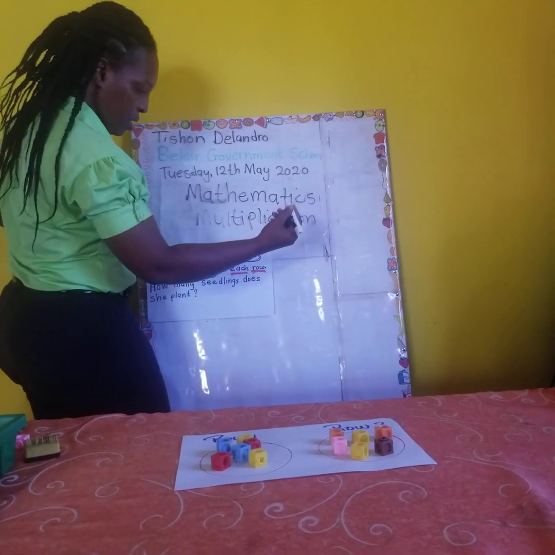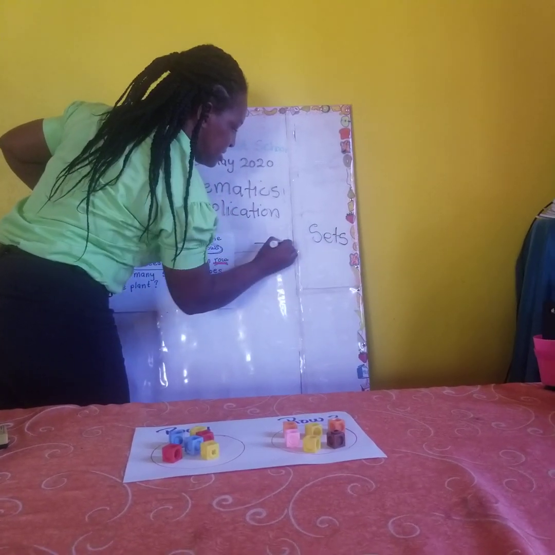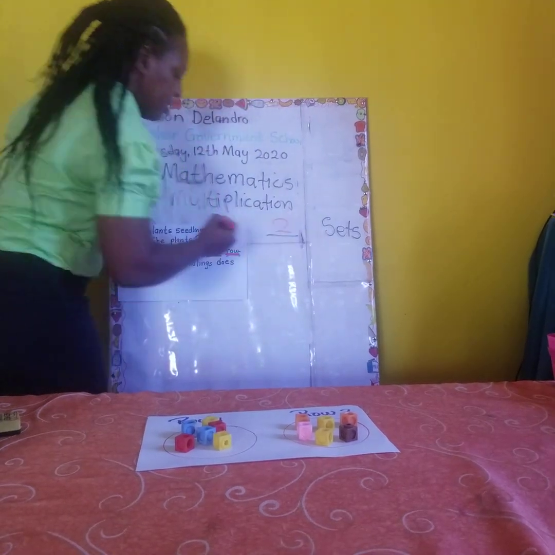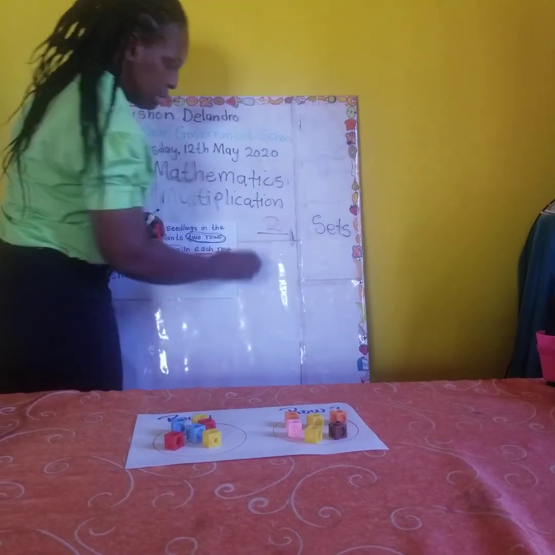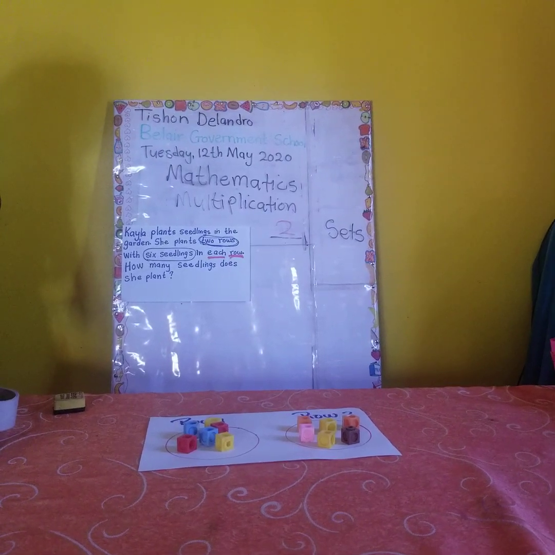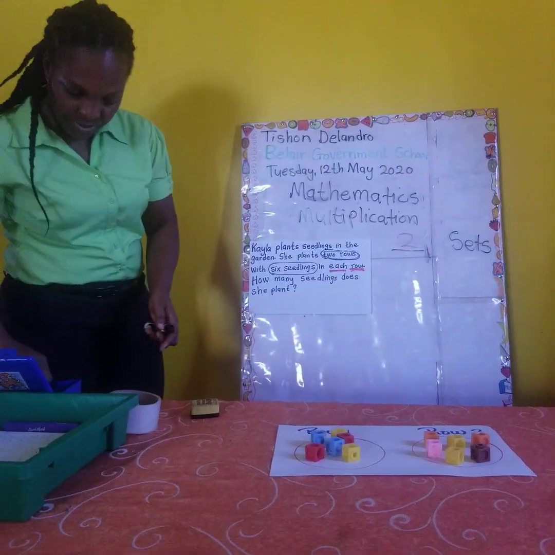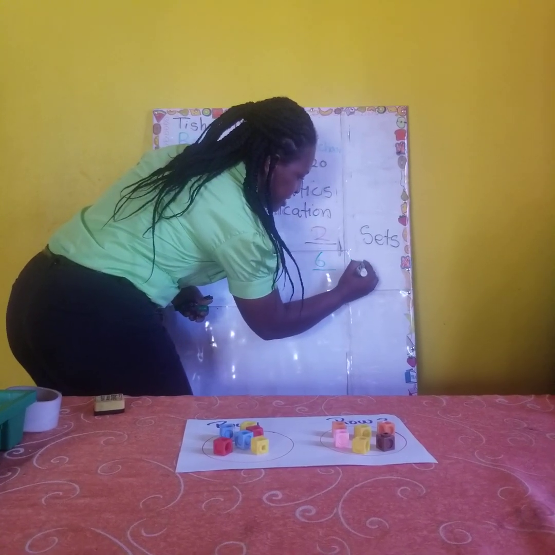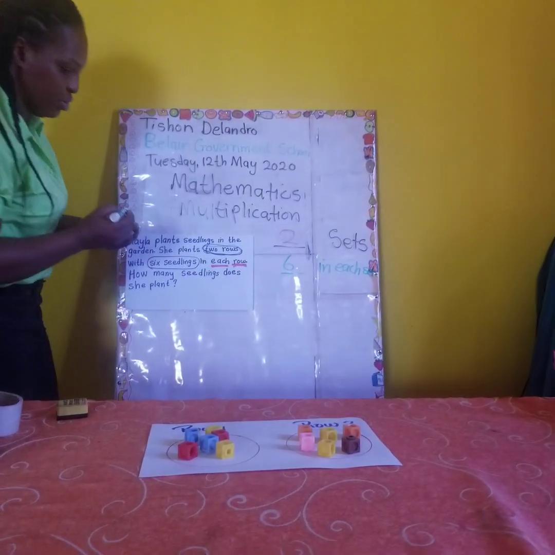Okay? So, how many sets do we have? We have 2 sets. Very good. And how many do we have in each set? 6. So we have 6 in each set. Very good.